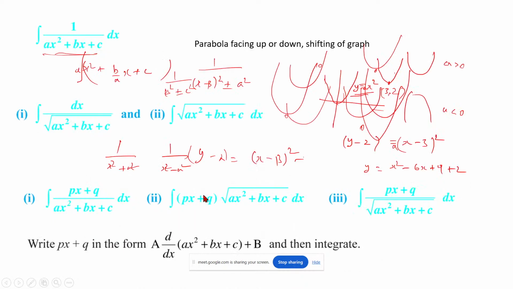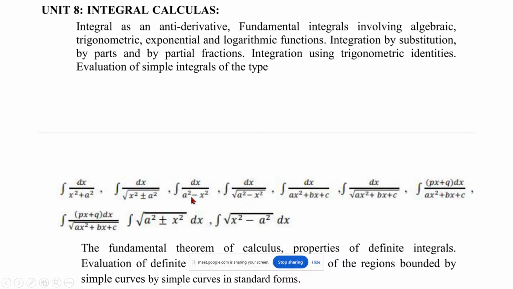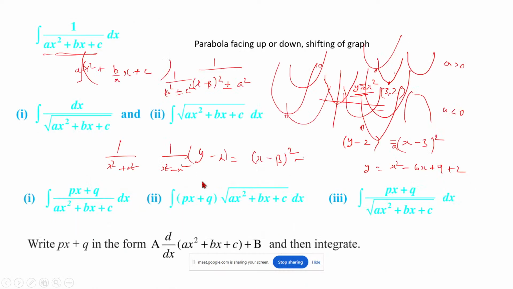Whichever function you are given, you can always convert it to x square plus or minus a square: x square plus a square, or the negative part. If you take minus outside, this becomes dx by x square minus a square. You do partial fractions and finish it off. So basically, whichever function you are given, you can always convert into the squares, and you can directly use tan inverse or tanh inverse.